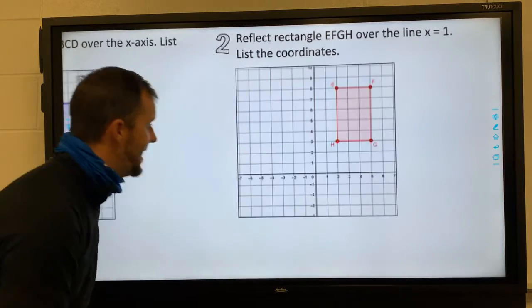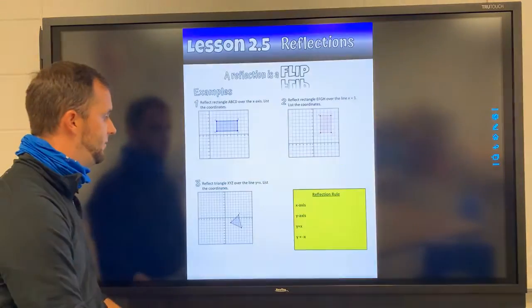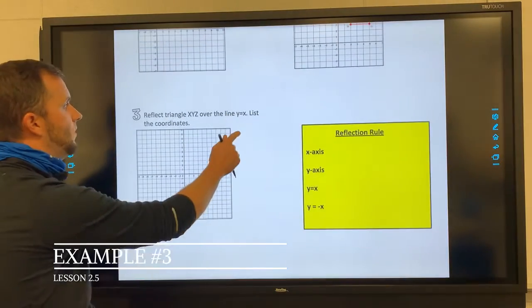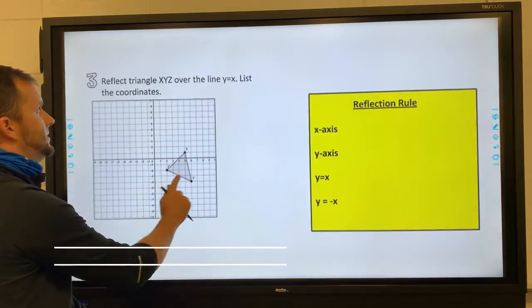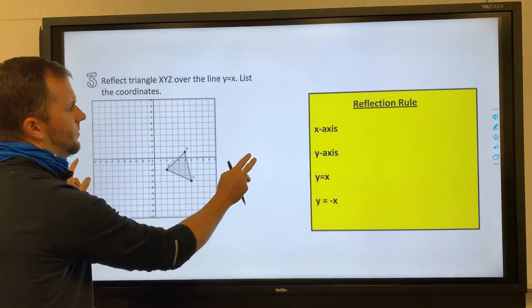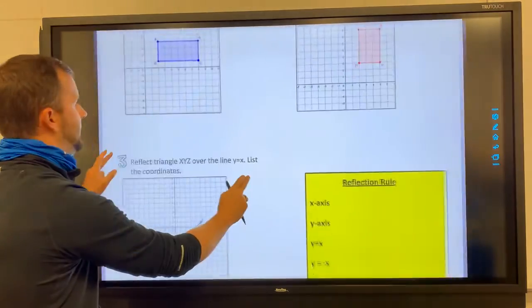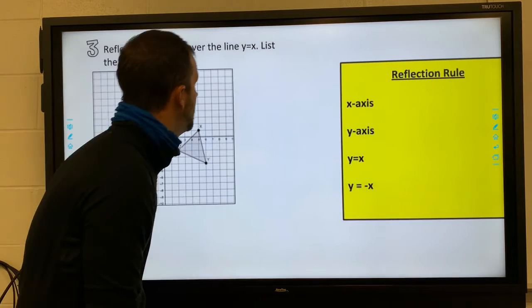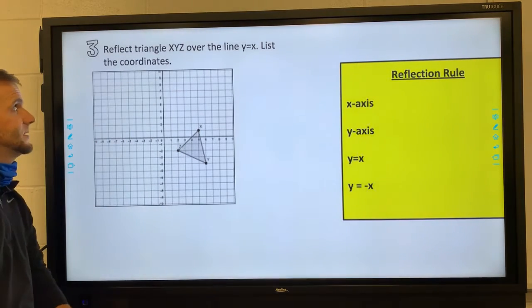All right, now on the last one down here, on example number 3, it says we're going to reflect triangle XYZ over the line y equals x, and then it wants us to list the coordinates. Did we want me to list the coordinates earlier? Yeah, I did. Oh well, we're just going to do that on number 3. So reflect the triangle XYZ over the line y equals x and list the coordinates.